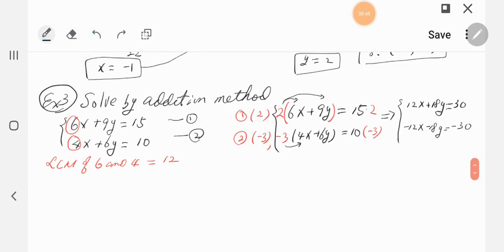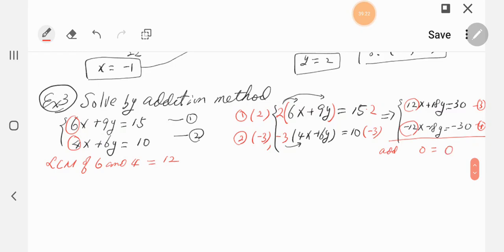So this equation is 3 and this is 4, right, for the new equations. Since we have 12 and negative 12, the coefficients of x are the same with different signs, we can add these two. What happens? When you add these two, we can cancel out x. Even the y variable, the coefficients of y are the same with different signs. So even y cancels out, so we have 0 on the left-hand side. The right-hand side, 30 minus 30 is 0.